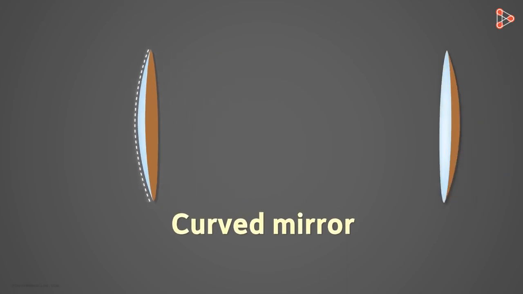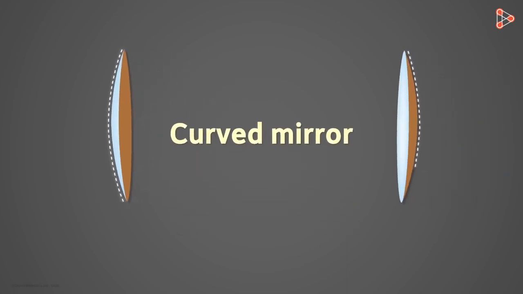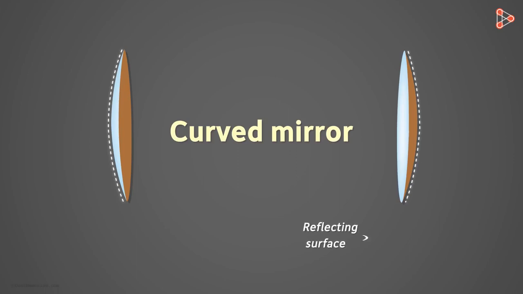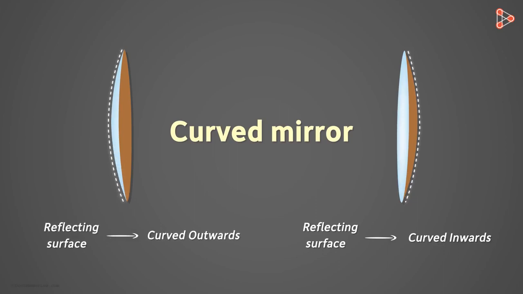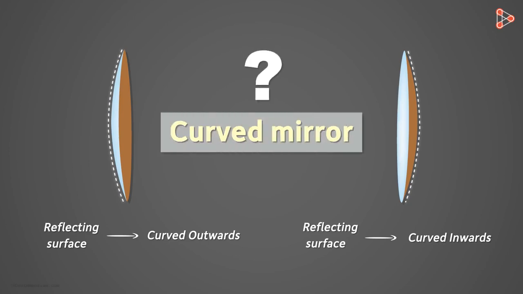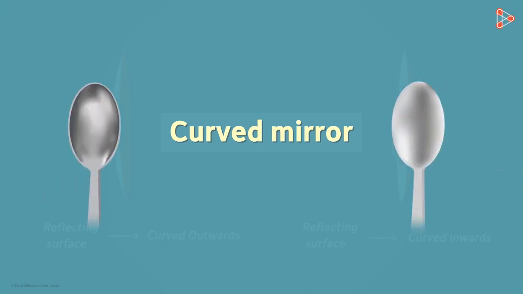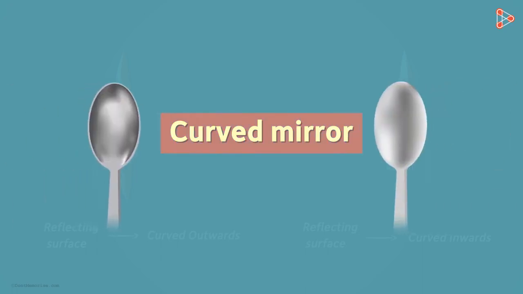What about this one? This is also a curved mirror. The difference between the two is that the reflecting surface of this mirror is curved inwards, whereas the reflecting surface of this mirror is curved outwards. Can you think of examples where you have seen curved mirrors? A shiny surface of a spoon is a good approximation of a curved mirror. A spoon has two reflecting surfaces, one curved inside and the other curved outside.